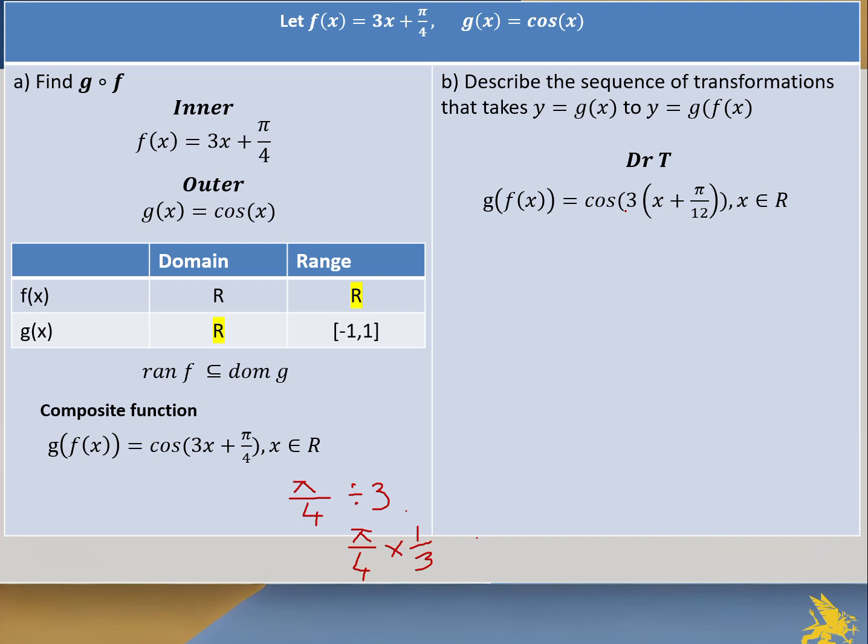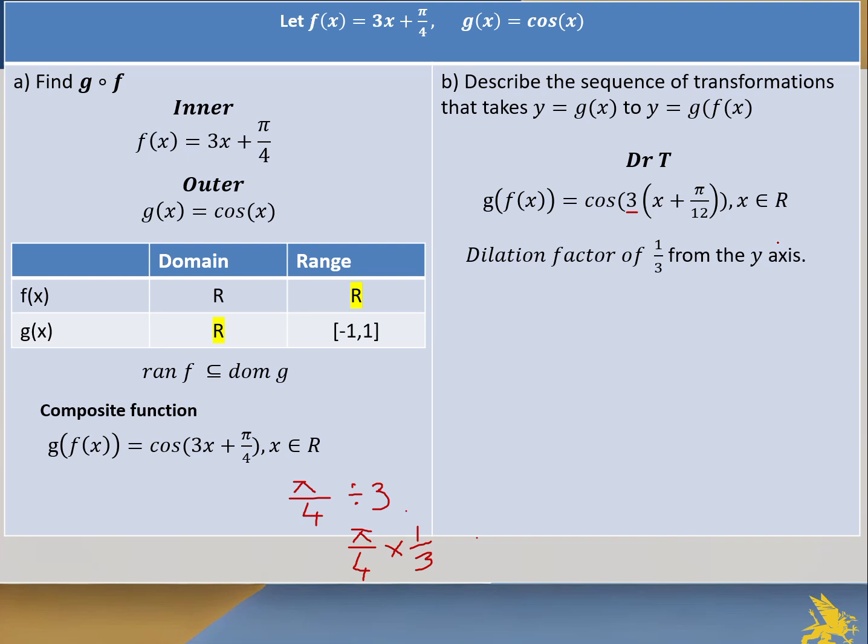Now I can look at if I've got any dilation or reflection. There's no reflection here, but I do have a dilation. So that 3 means it's a dilation factor of 1/3, and it's from the y-axis because it's affecting my x value.